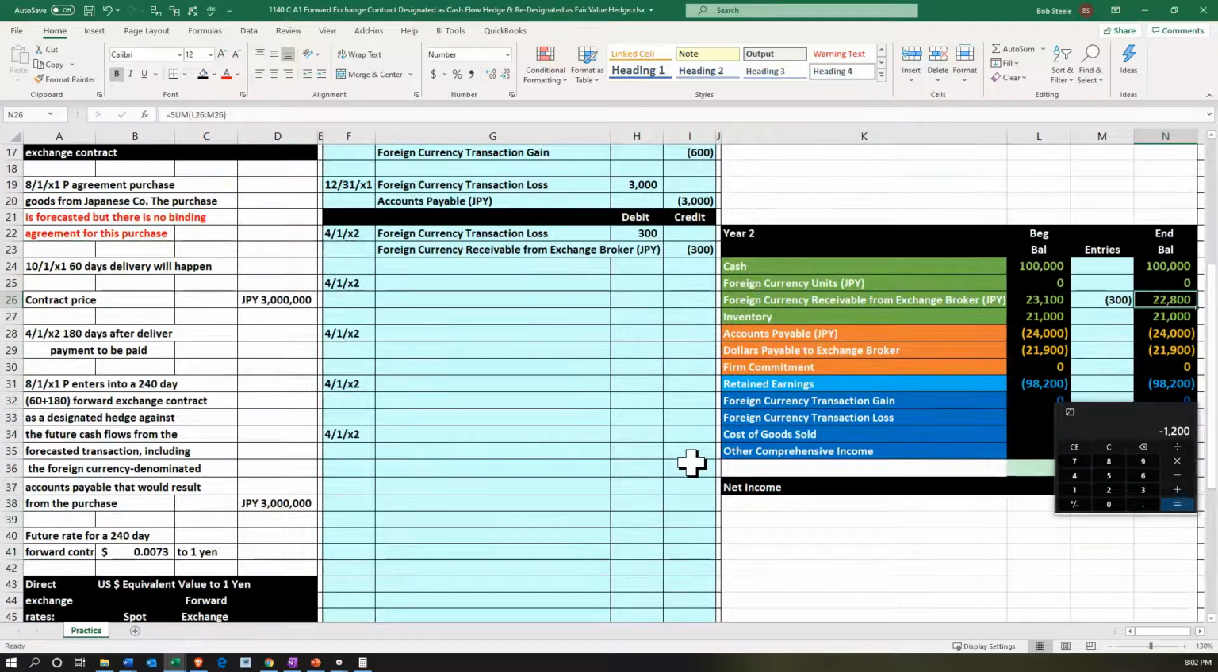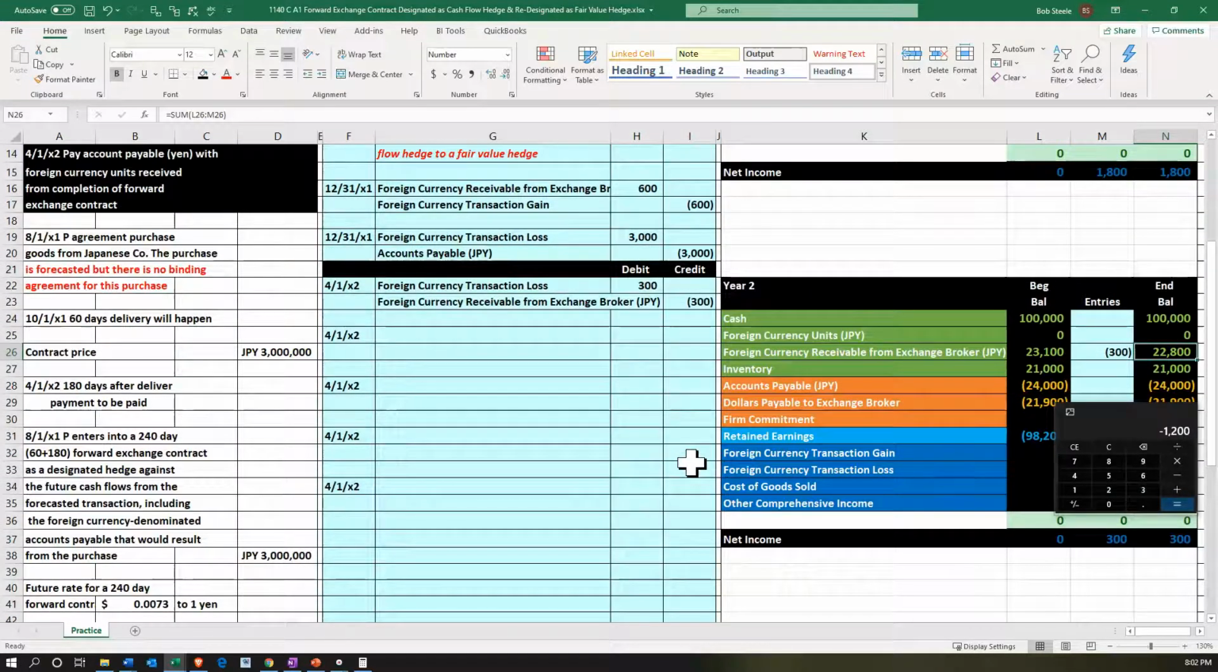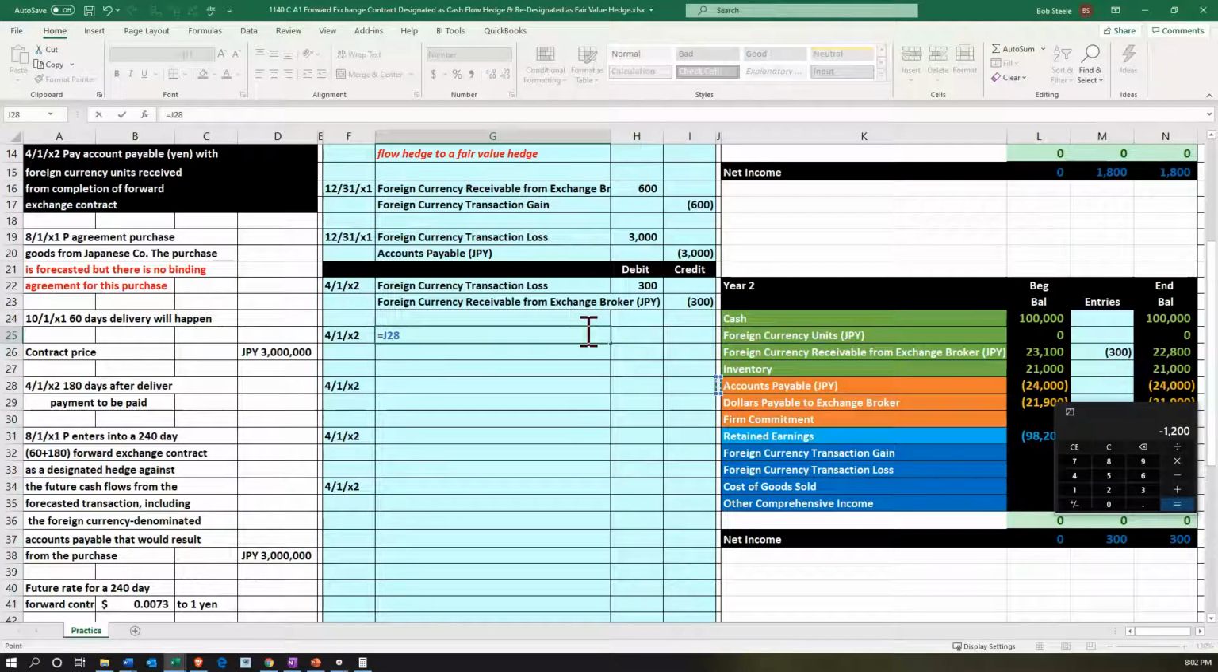And this time we're talking about something that we're going to pay, a liability that we're going to pay in yen. And the yen is now worth less than it was before. So we're paying with something that has less value than it originally had, or had last time we checked. Therefore, that's good. We have a gain there. So the accounts payable is going to go down with a debit. And then the other side is going to be a gain.